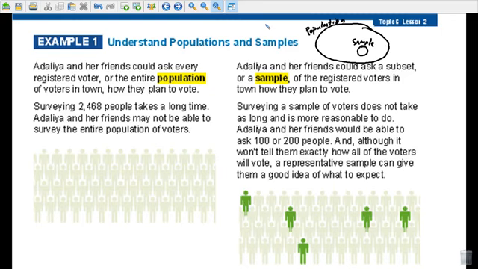Population is the entire group, everybody in entirety that could vote, and then the sample is just a little group of the population. Okay, let's move on.